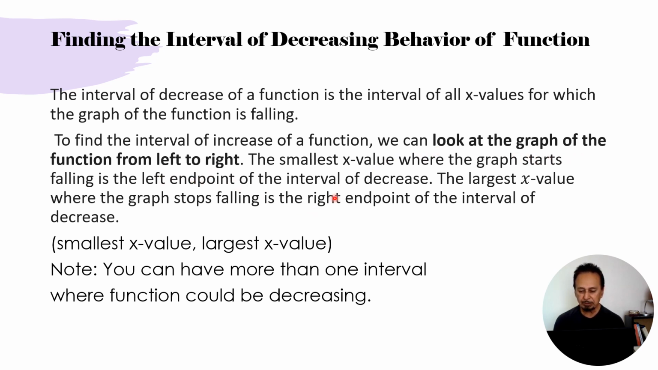to right. The smallest x value where the graph starts falling is the left endpoint of the interval of decrease, and the largest x value where the graph stops falling is the right endpoint of the interval of decrease. So the interval of decrease of a given function is the smallest x value to the largest x value. Again, you can have more than one interval where a function could be decreasing.